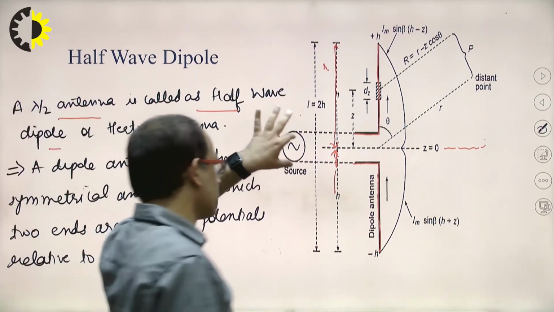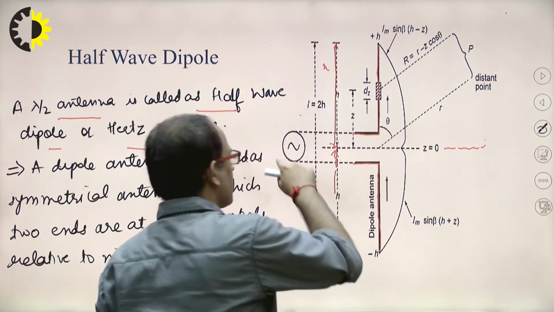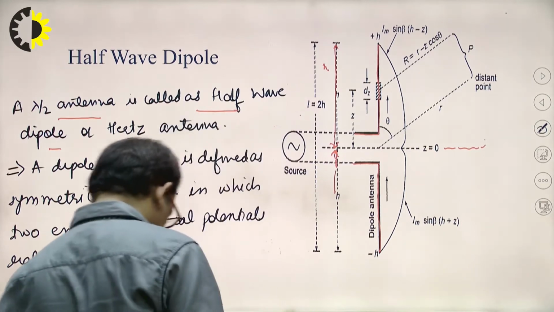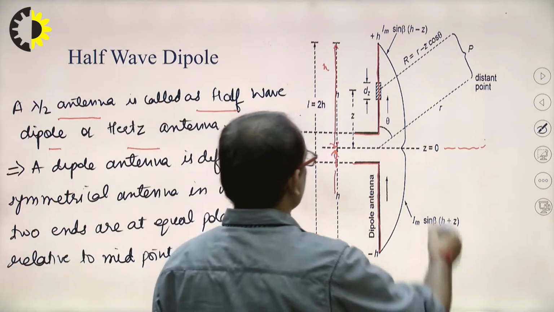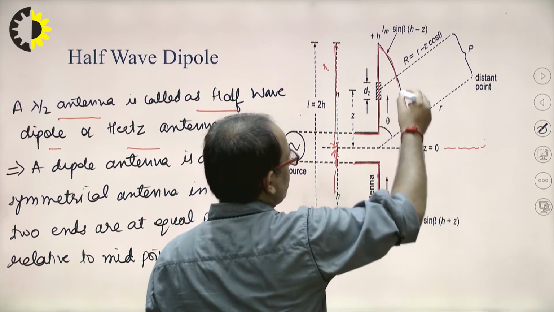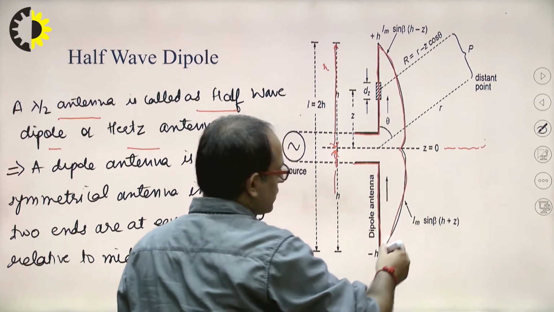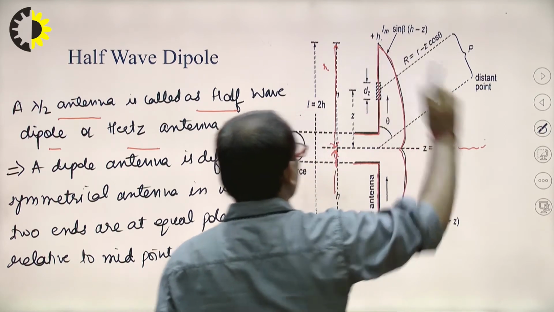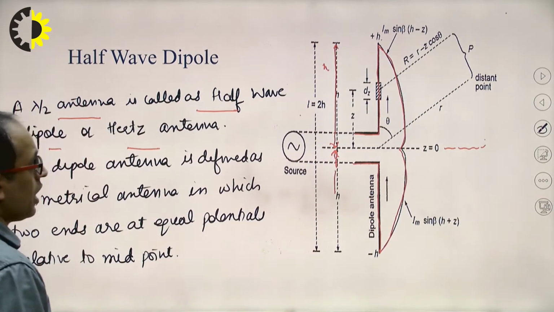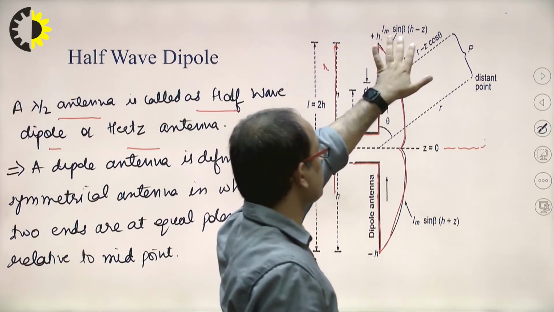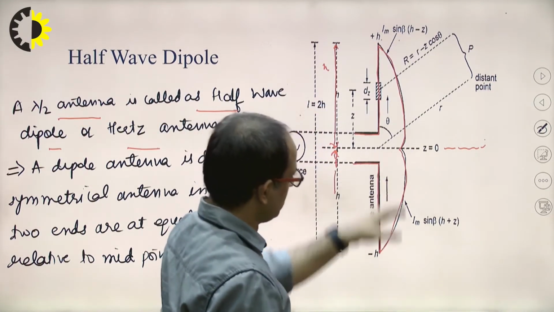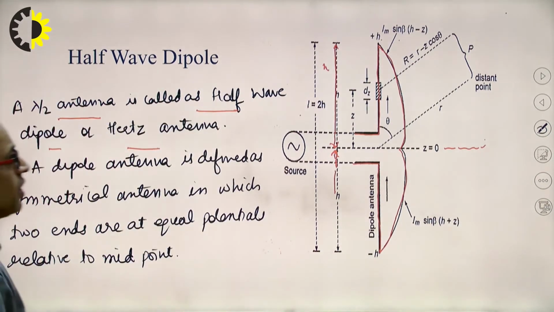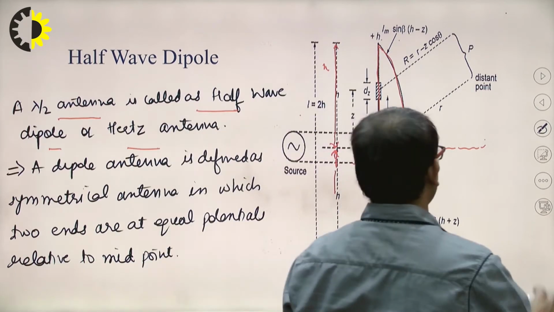This is a source which is provided to the dipole, which means a current is provided to the dipole, and the current distribution is in the shape of this one. Clear? So the current distribution will be Im sine beta (H minus Z) above the ground, and below the ground it will be Im sine beta (H plus Z).